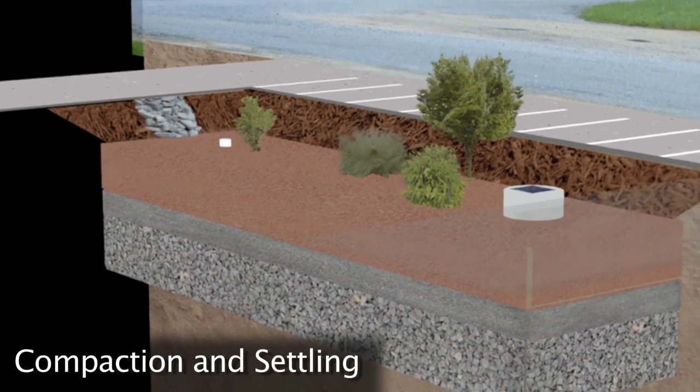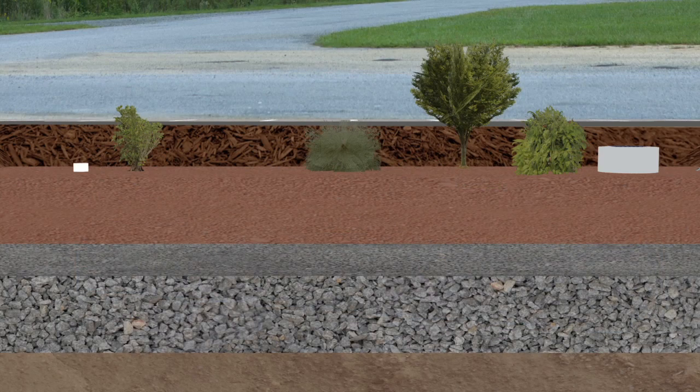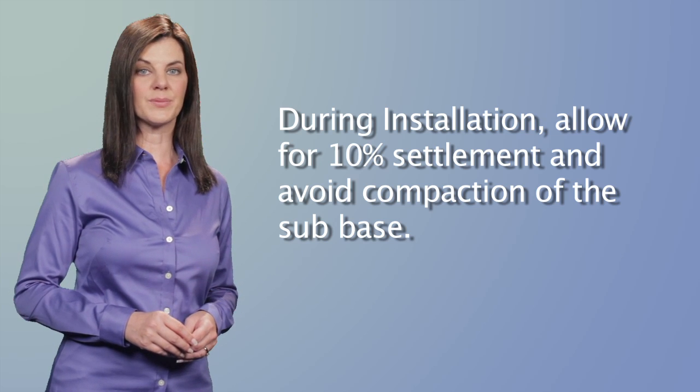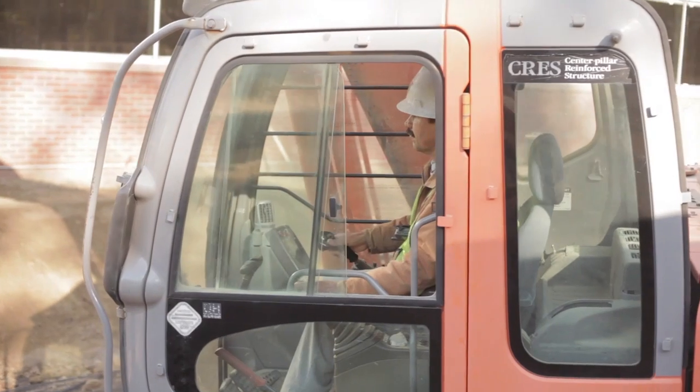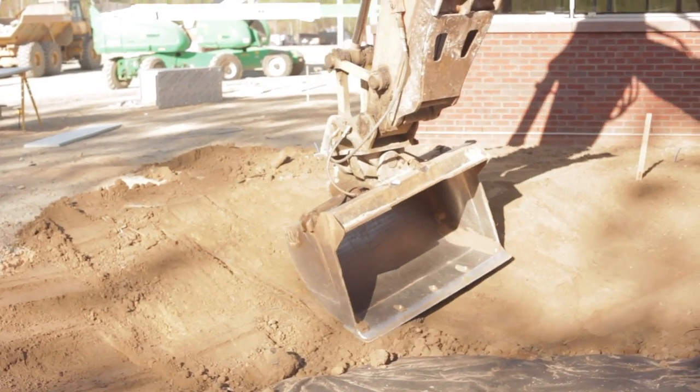The different layers of the bioretention system should not be compacted to the point where percolation is impeded. Proper compaction of biofilter and sand comes from watering and light tamping only. During installation, allow for 10% settlement and avoid compaction of the sub-base. However, berms, side slopes, and conveyance swales should be properly compacted.